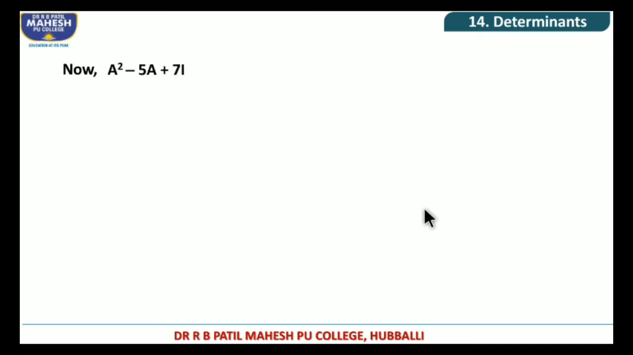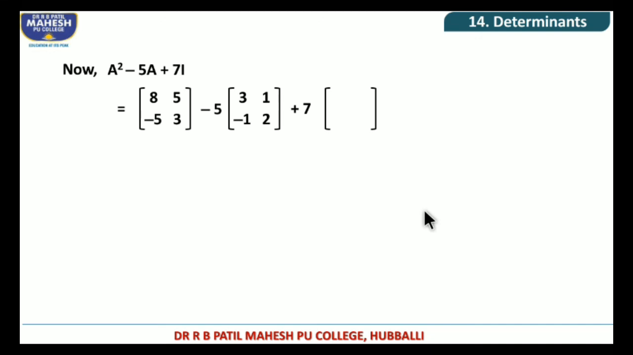Now take the LHS part of the equation, that is A squared minus 5A plus 7I. Therefore the value of A squared is [8, 5; -5, 3], minus 5 into the given matrix A, that is [3, 1; -1, 2], plus 7 into the identity matrix. I means it is the identity matrix of the same order, that is [1, 0; 0, 1]. Now we have to simplify this one.